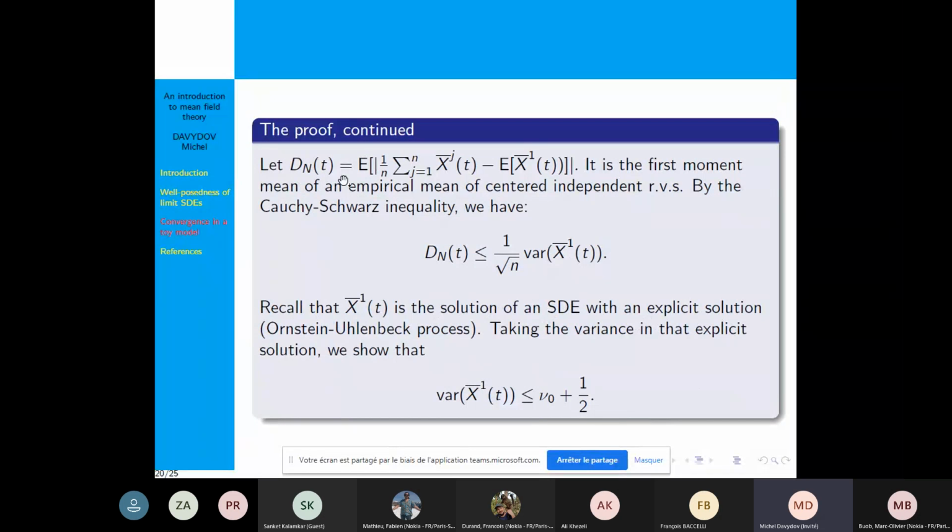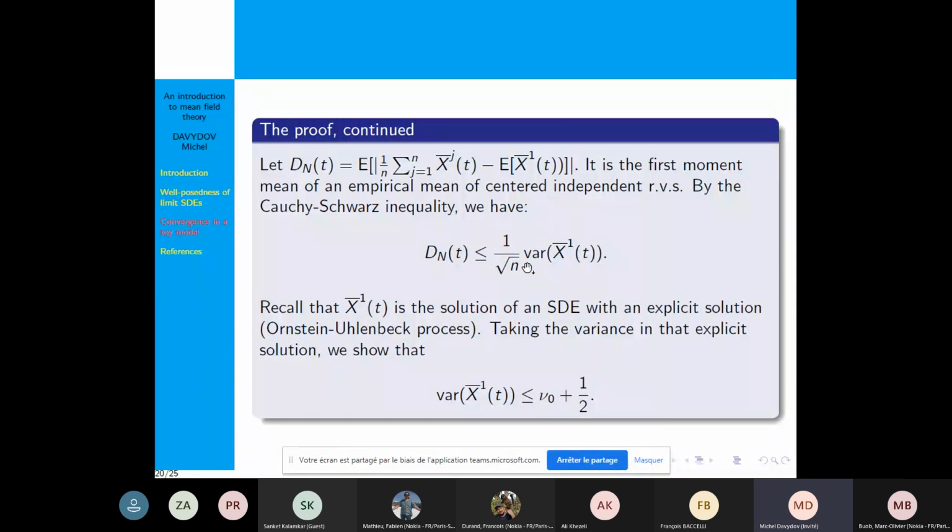If you look at dn of t, which is the term that we have to bound, this is the first moment, the mean of an empirical mean of centered independent random variables, because here we only have the limit process, so all the xj's are independent. So we can use the Cauchy-Schwarz inequality to say that this is bounded by the variance of just one of the terms with a 1 over square root of n in front of it.